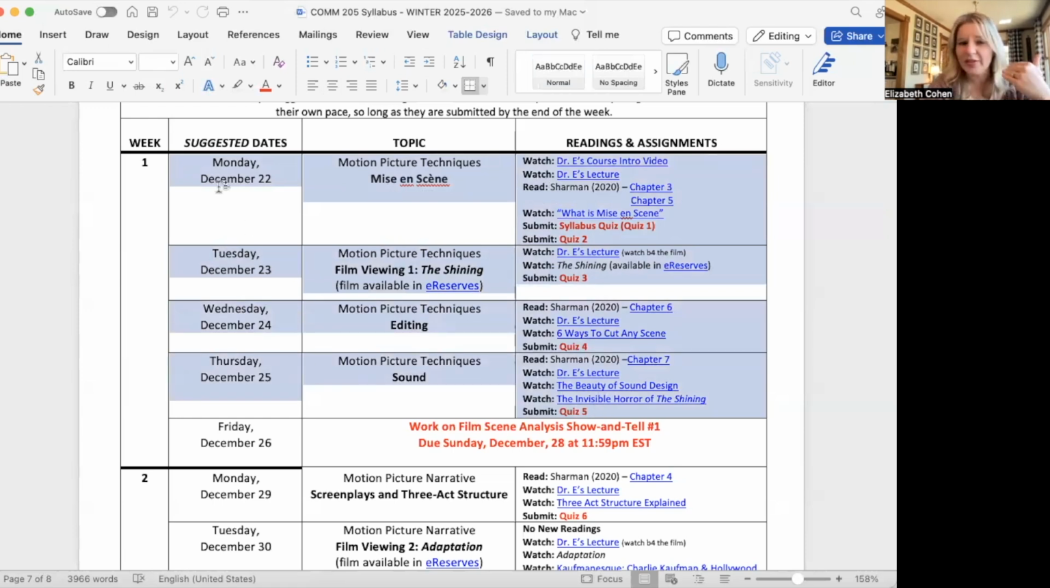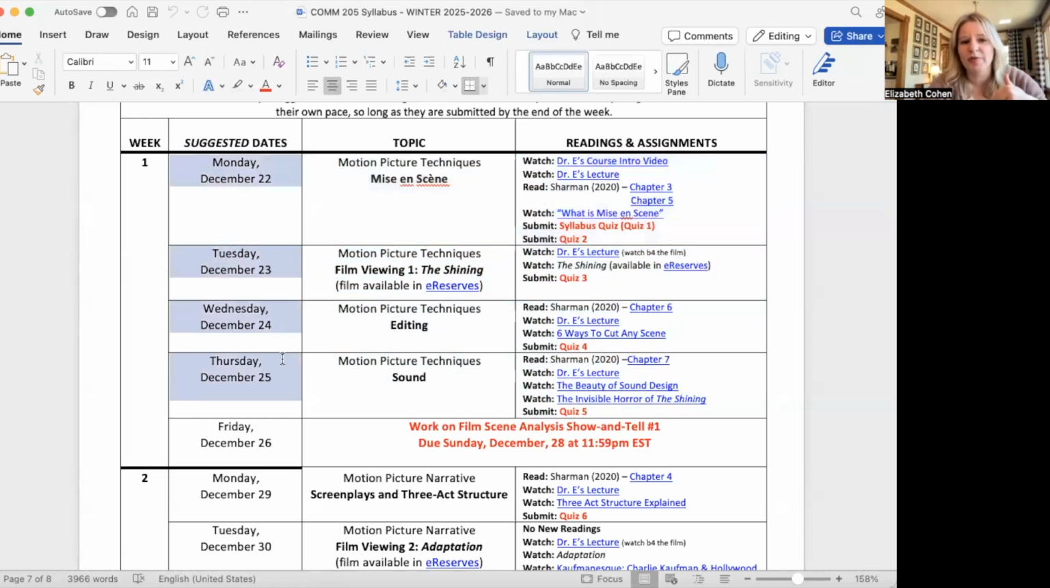So this doesn't mean that you have to do all of these assignments on these dates. It's more of a suggestion: if you want to go at a pace where you're completing 1 unit a day, this is what it would look like. Okay. But there's a lot of flexibility here.